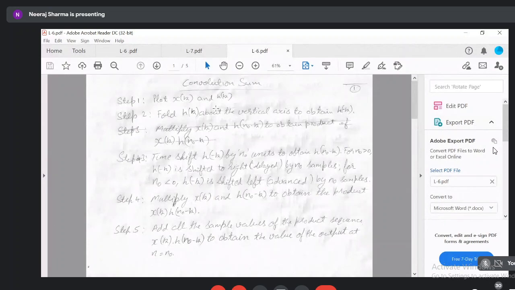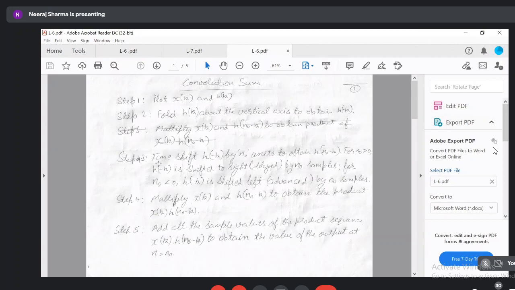After plotting x[k] and h[k], step number 2 says that you have to fold h[k] about the vertical axis to obtain h[minus k]. We have to flip the signal, that is, from h[k] we have to obtain h[minus k], right, which is known as the time inversion operation. So this is step number 2.